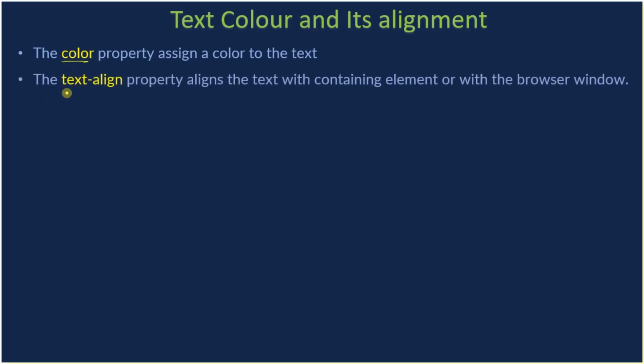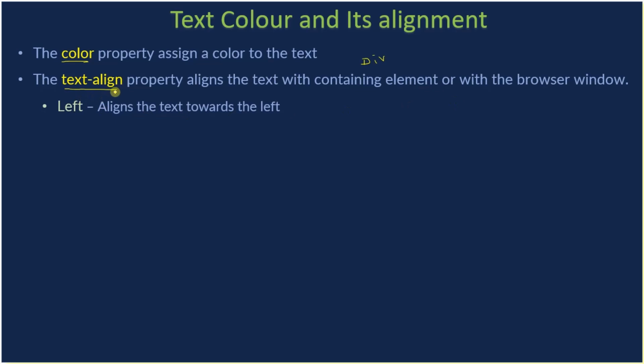Text align, so that's one more CSS property. The text align property aligns the text within the containing element. For example, if there is a div tag and inside that you specify a paragraph, it will be aligned inside this div tag. Or if we directly have a paragraph within the body, the text will align with the browser's window.